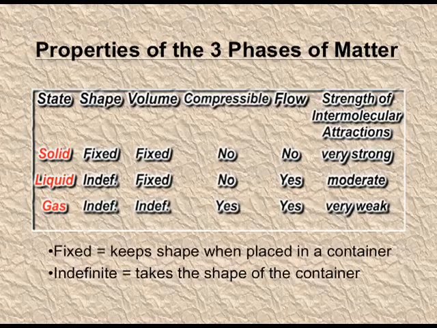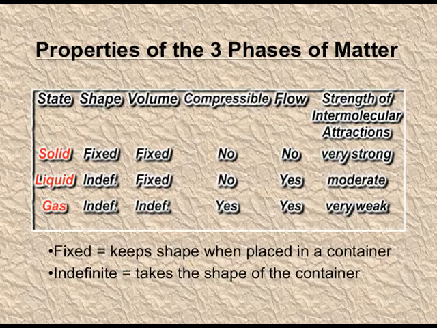Let's compare the three states. The properties of the three phases of the matter. Solids have a fixed shape, but the liquid and the gases have indefinite shape. Volume: the solids have fixed volume, even the liquids have the fixed volume, but the gases have indefinite volume.